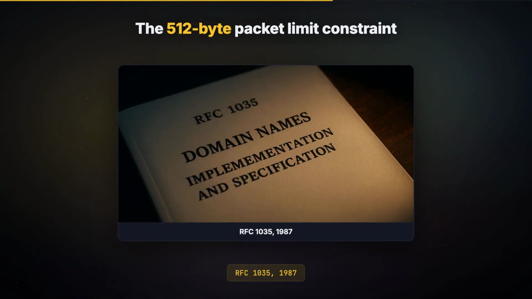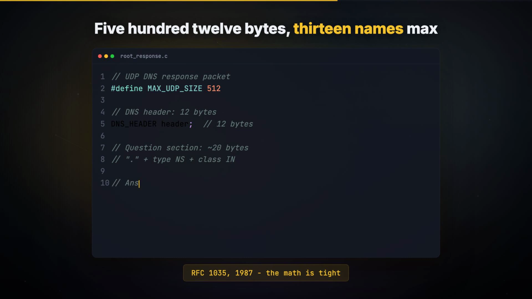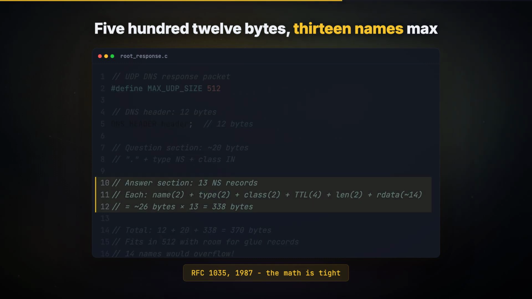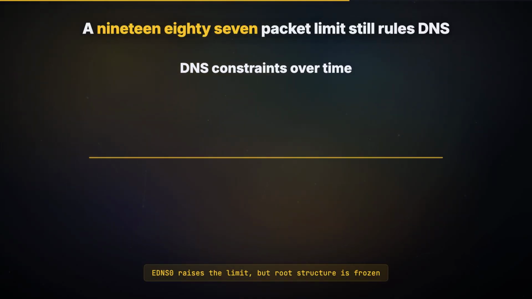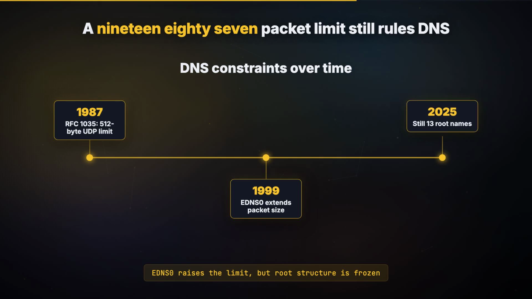The constraint that shaped the internet. The original DNS spec limited UDP responses to 512 bytes. A root server response listing all 13 root names plus their IPv4 addresses had to fit in that packet. 13 was the maximum that would fit. 14 would overflow. That arbitrary packet size limit from 1987 still determines the fundamental architecture of the Internet's naming system today.